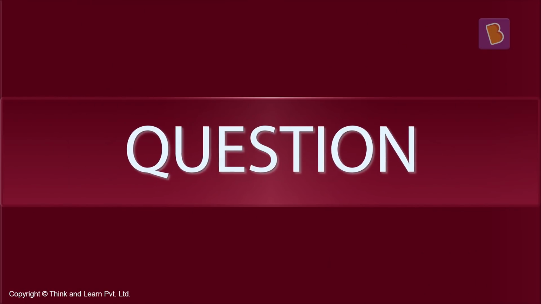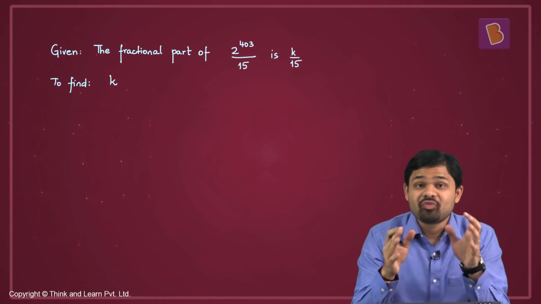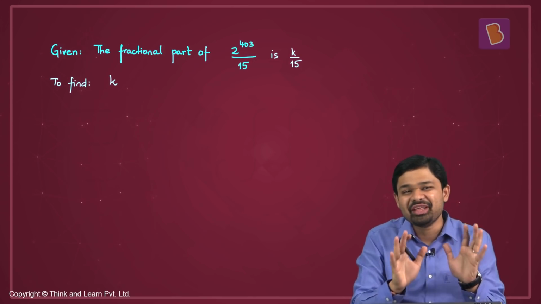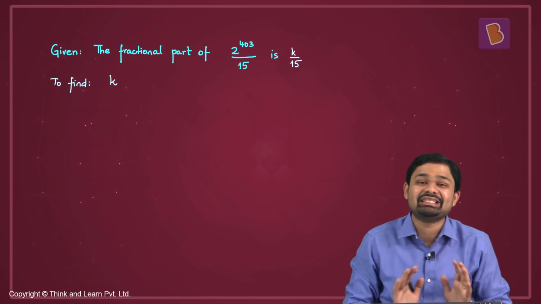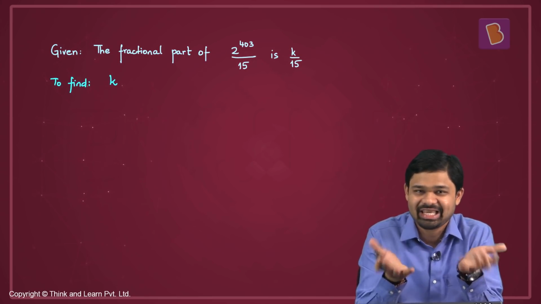The next question I'm going to solve from Binomial Theorem. Again, a question which does not seem like a Binomial Theorem question, but was in fact a Binomial Theorem question. So we've been given that the fractional part of 2 to the power 403 divided by 15 is k by 15. The objective, of course, is to find out what is k.